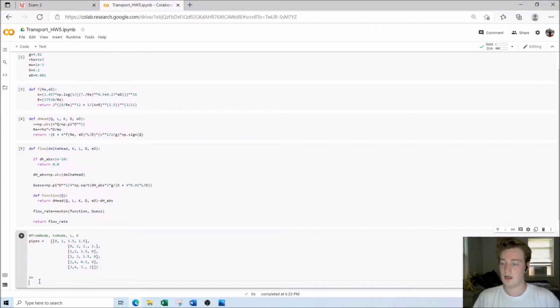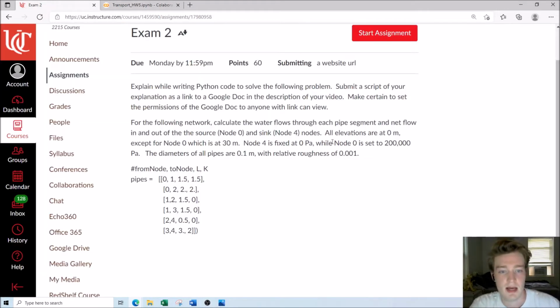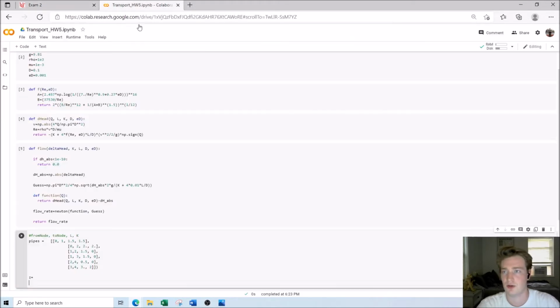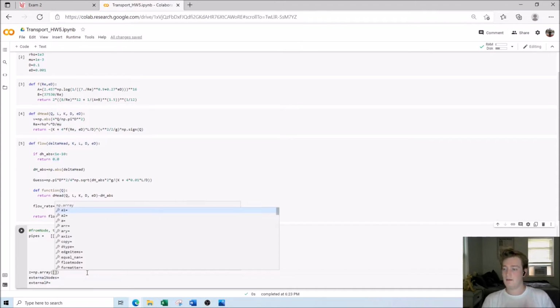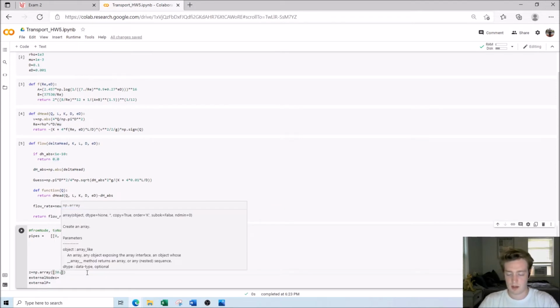So our z. What else were we given? We were told which nodes are external, so node 0 and node 4, as well as the pressures at the external nodes. So external nodes, yep, and external pressure equals. All right, so let's make this an array, np.array. What were they? So we said node 0 was at 30 meters, right? So 30, and then 0, 0, 0, and 0.